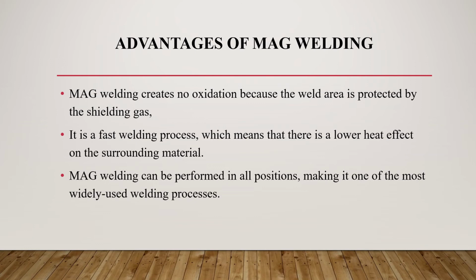Then number two, it is a fast welding process, which means there is a low heat effect on the surrounding material. The practitioners of manual welding have good skills and experience, so when someone is doing this kind of welding, the process is very quick and fast, implying that the surrounding materials will not be affected.